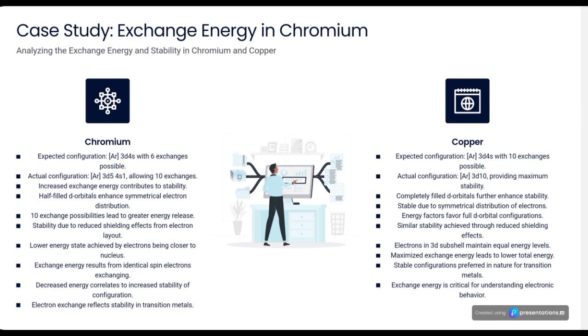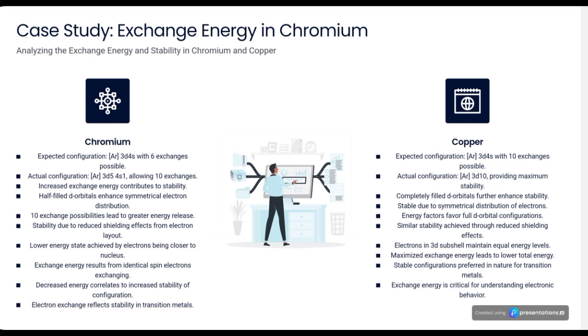Lower energy state achieved by the electron being closer to the nucleus. Obviously, when they are closer to the nucleus, they are stable as well, and they would be carrying a lower state of energy, because the further they are, the higher energy they would require to get attracted towards the nucleus.